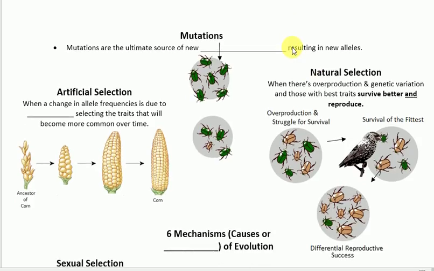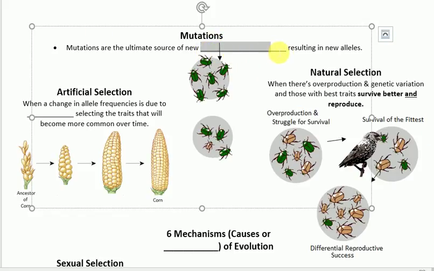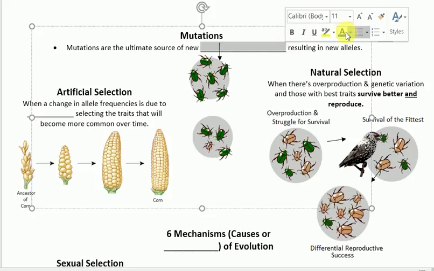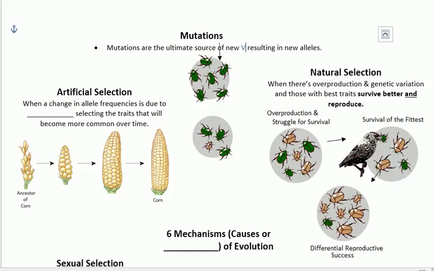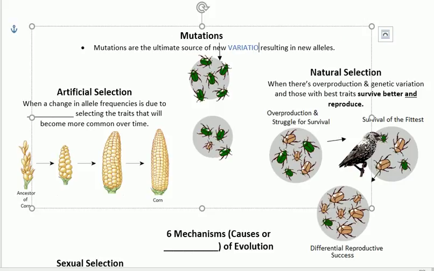Okay, so the first one that we're going to look at is mutations. So mutations, basically, they are the ultimate source of new variations. And that, of course, those variations result in new alleles.